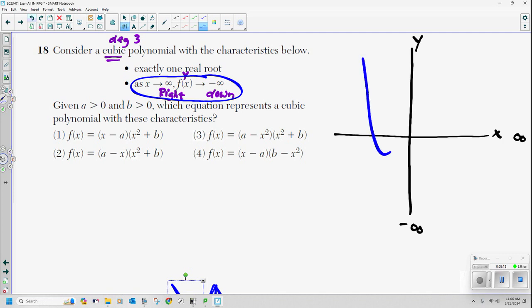Like this, down. Like that. Okay. So I don't know. I mean, it could look like this. I mean, if it's degree 3, it should have 3 answers. It should touch the x-axis at 3 points, shouldn't it?